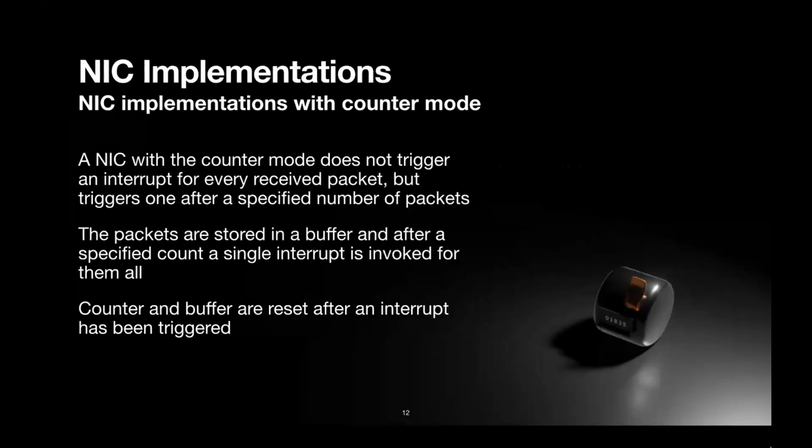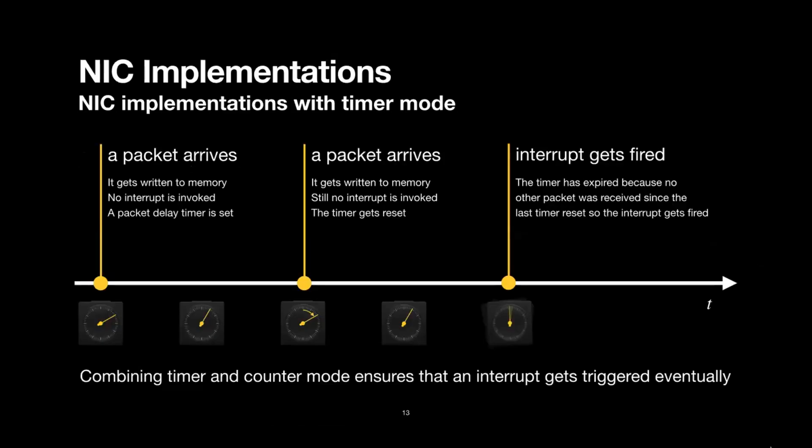The NIC implementations with a counter mode work in such a way that the NIC does not trigger an interrupt right away when a packet arrives, but waits until a specified number of packets have arrived and then triggers one single interrupt for them all. Until that point, the packets are stored in a buffer, and therefore the running test code or the running CPU is not interrupted every time. After an interrupt has been invoked, the counter and buffer are reset.